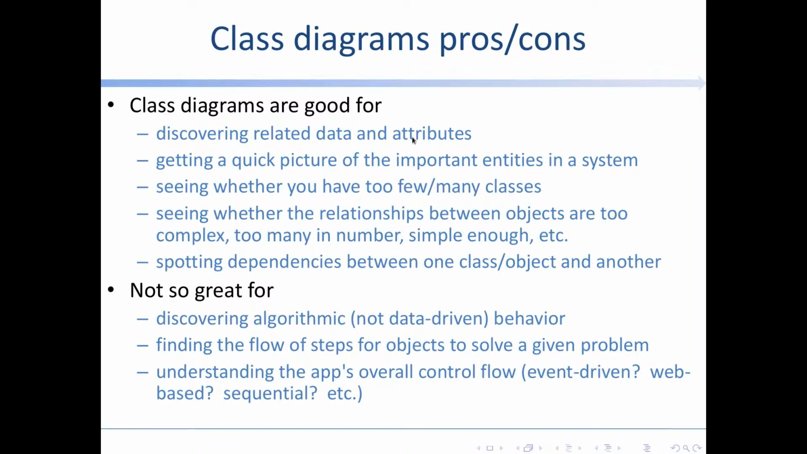But all of these are very static, structural information. So class diagrams are not so great for algorithmic behavior, that is not data driven, it's control driven. You won't have the flow of steps of objects to solve a problem. There's no control flow, there's no event driven information, or if it's a web based system, you don't see the requests. So basically there's no sequential or time information in here.